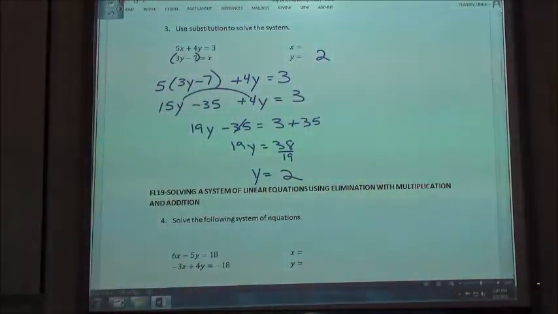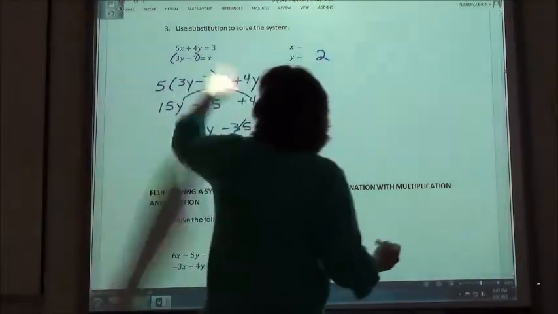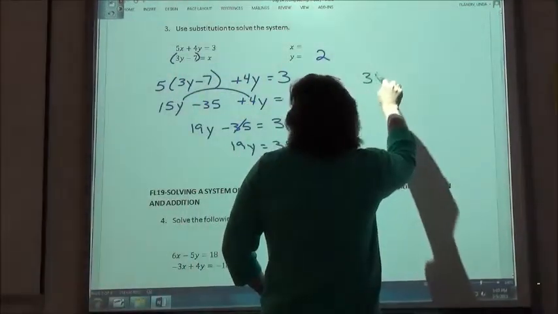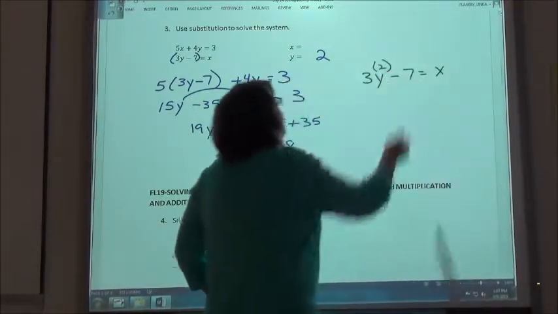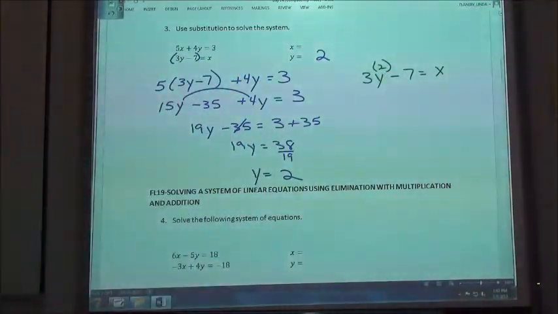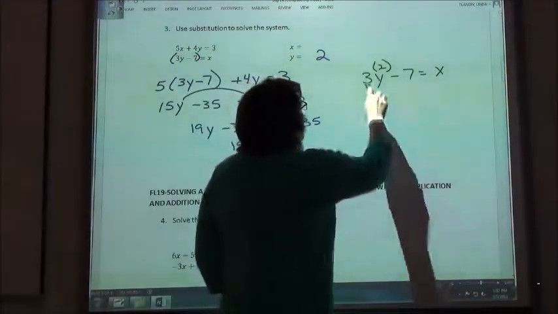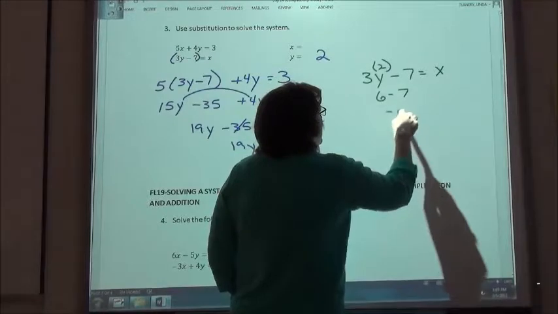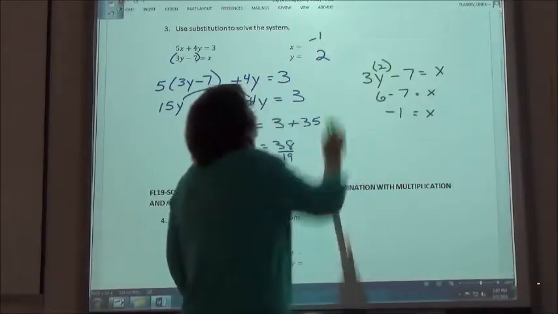We found y. We need to find x. How are we going to find x? Substitute that into our second equation. 3y minus 7 equals x, and we know that y is going to be 2, right? 3 times 2 minus 7 equals 6 minus 7. Equals what? Negative 1.